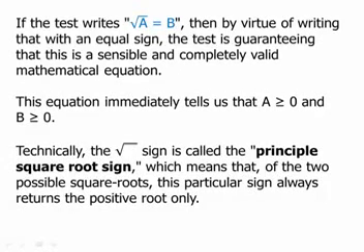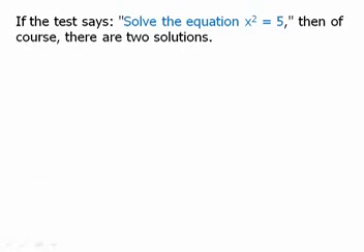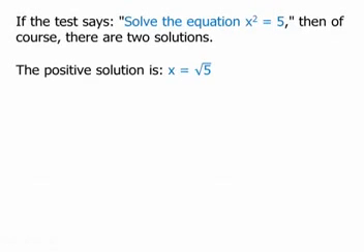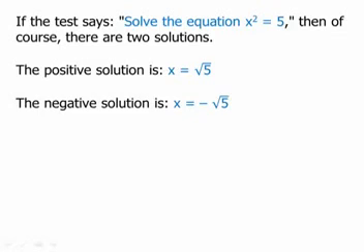Technically, the radical sign is called the principal square root sign, which means that of the two possible square roots, this particular sign only returns the positive root. If the test says solve the equation x squared equals 5, then of course there are two solutions. The positive solution is x equals positive square root of 5, or principal square root of 5, radical 5. The negative solution is x equals negative radical 5. So those are two numbers on the number line. One is to the left of 0, one is to the right of 0, and they both have the property that when we square them, we get 5.